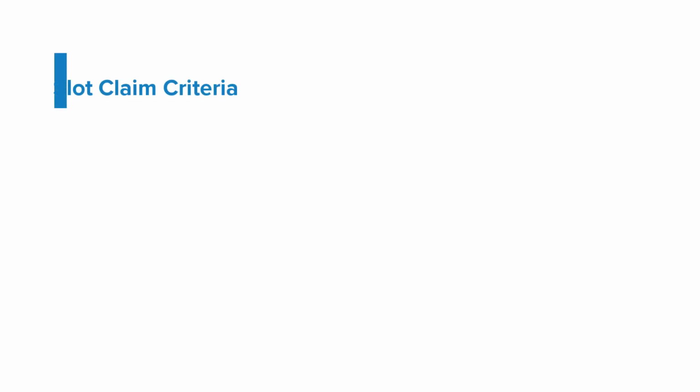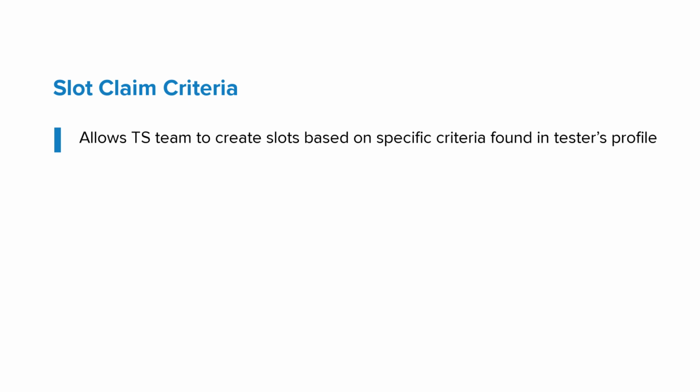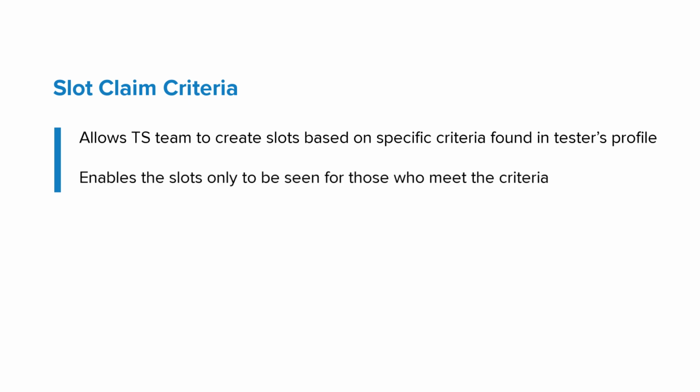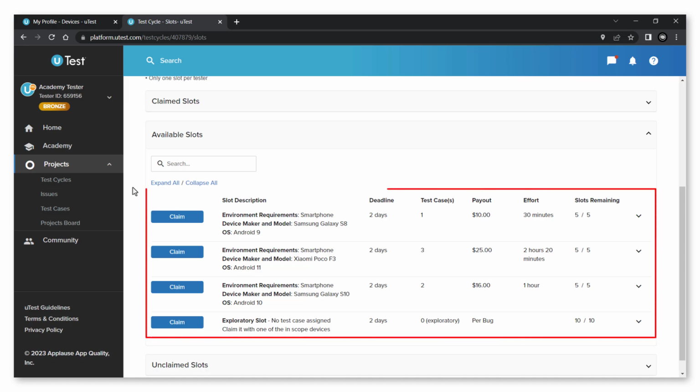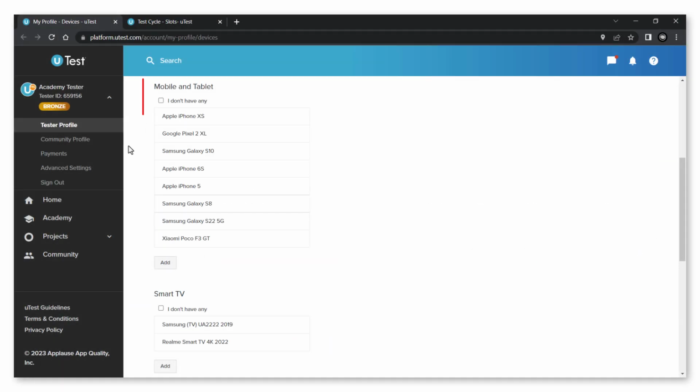The Slot Claim Criteria feature allows the testing services team to create slots based on specific criteria found in a tester's profile. This also enables slots to only be seen by testers whose profiles meet that criteria. Testers who receive cycle invitations will only be able to see slots they are eligible to claim based on the information they enter in their tester profile.